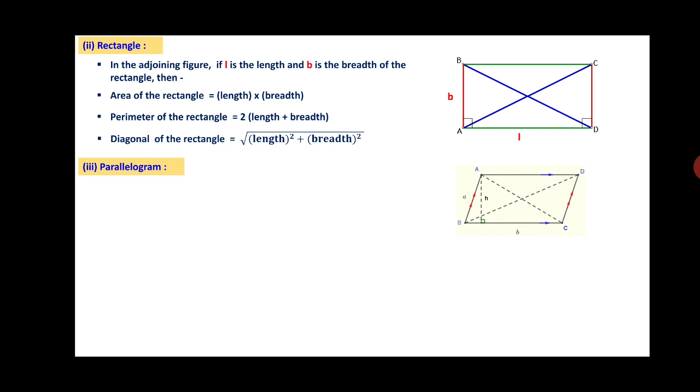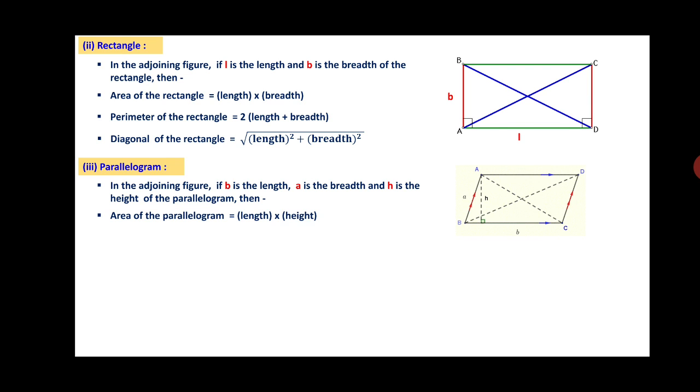Parallelogram. You can see in the adjoining figure a parallelogram. If B is the length, A is the breadth, and here this height is h of this parallelogram. Then area of the parallelogram is equal to length into height. Perimeter of the parallelogram is equal to 2 into bracket length plus breadth.